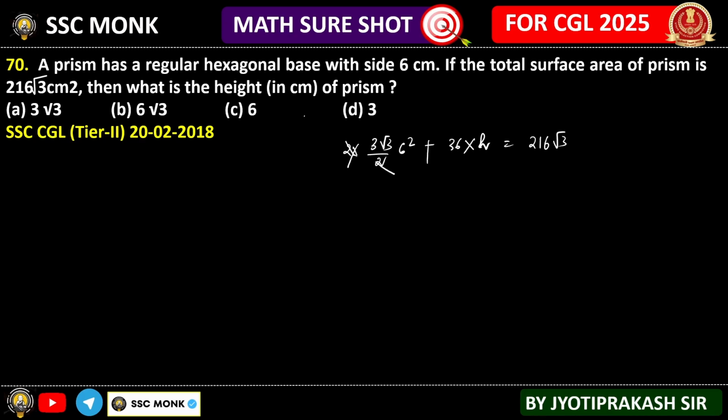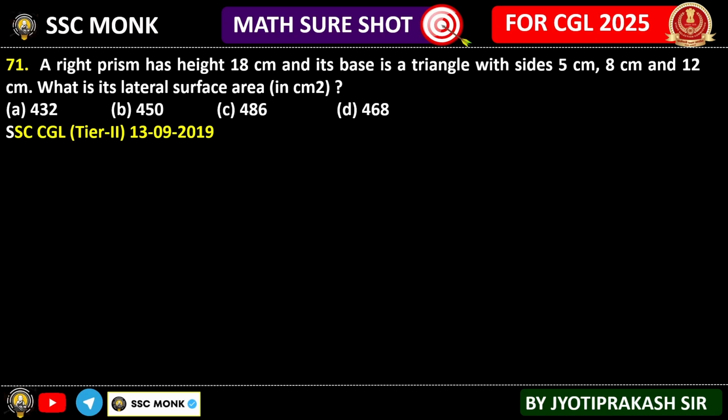Sir, 2 gone. This can be written as 108 root 3 plus 36 into h is equal to 216 root 3. This can be written as 36h is equal to 216 minus 108, that is equal to 108 root 3. 36 3s are 108, h is equal to 3 root 3 centimeter. Clear? Sorted?